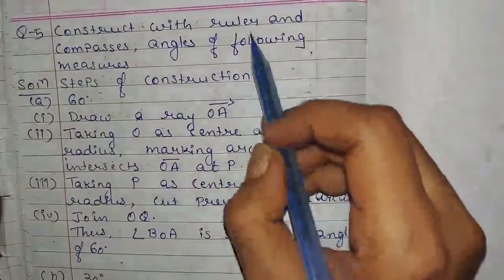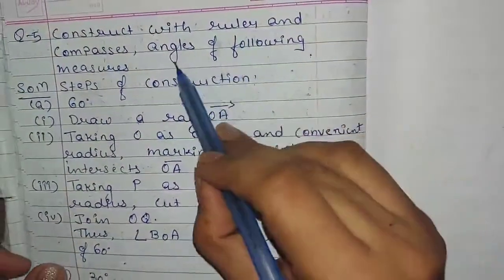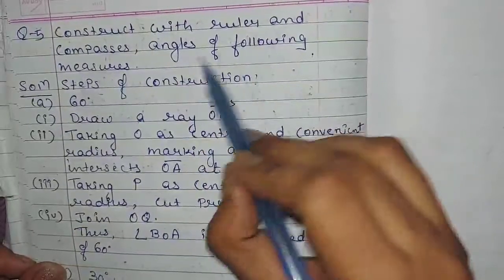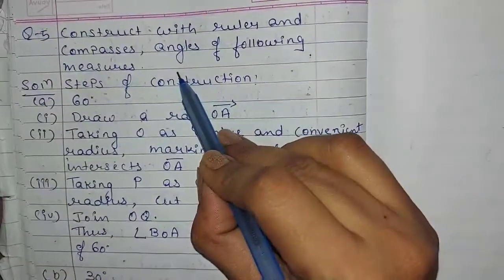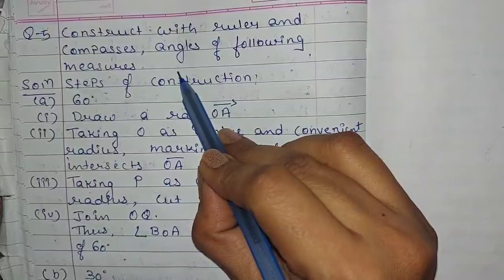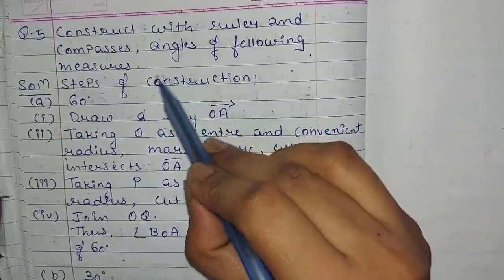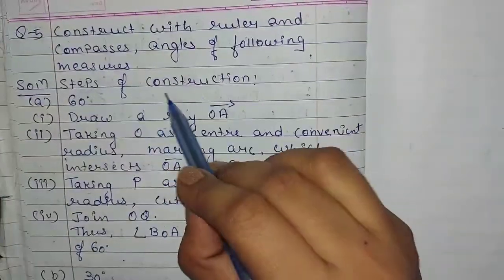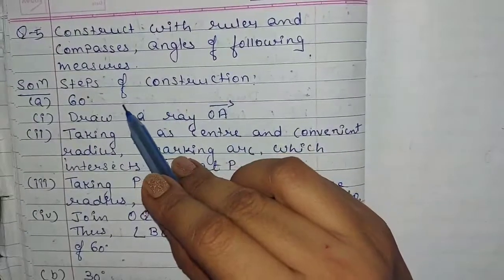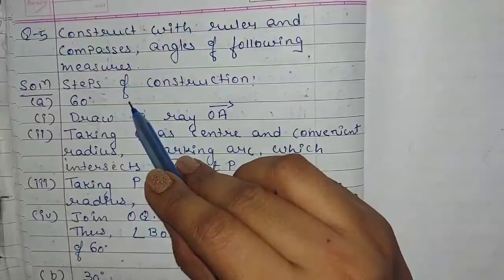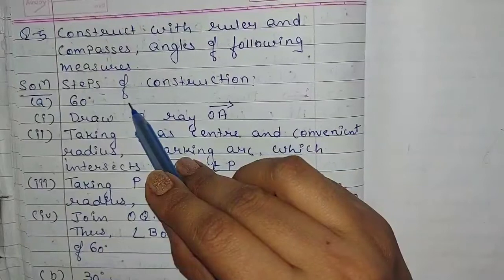Question number 5. Construct with ruler and compasses angles of the following measures. So let us construct the following angles with ruler and compasses. Solution. Steps of construction. A. 60 degree. So students, we have to construct angle 60 degree.